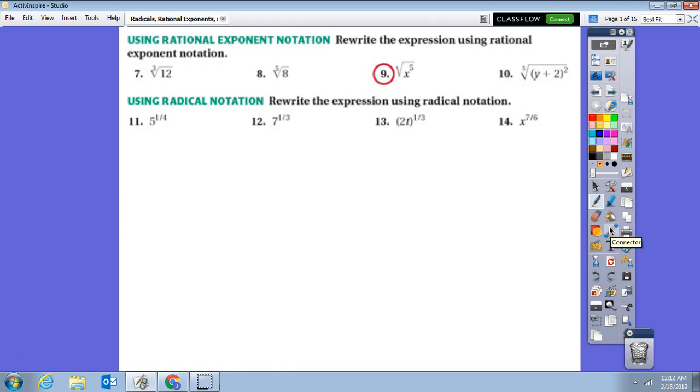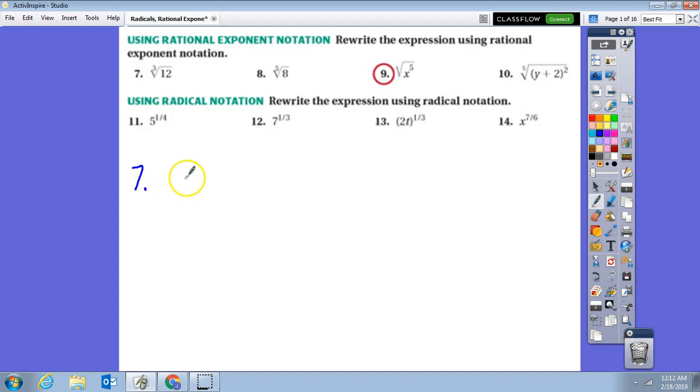Many of these come from your homework, so you can go back and look and see how you did the first time and retry. So the first thing we're going to do is take a look at number 7, number 8, and number 9, 11, 12, and 13. 7, 8, and 9 ask you to rewrite the expression using rational exponents. So those expressions are radicals, and you're going to rewrite them into an exponent.